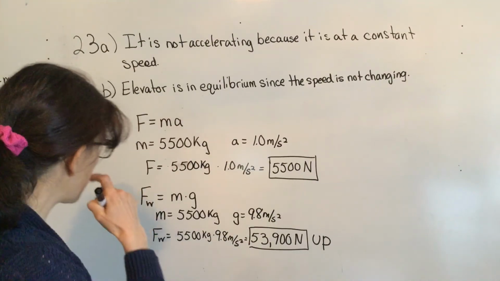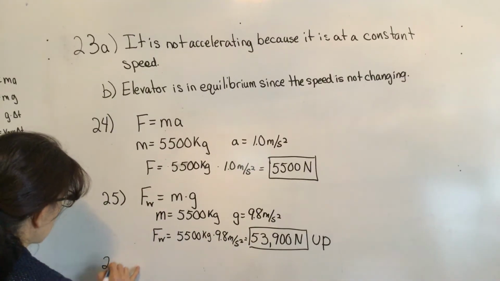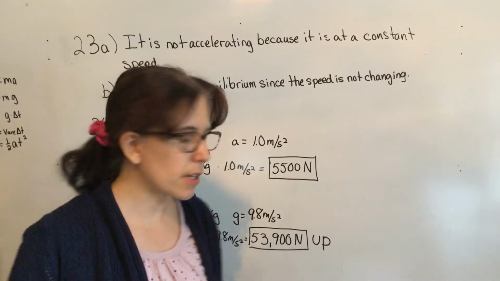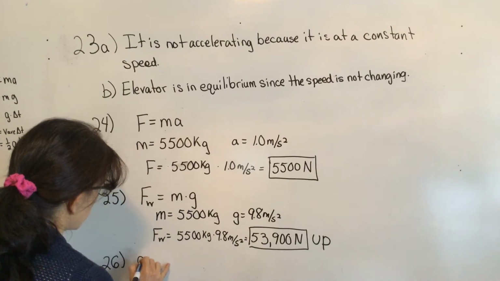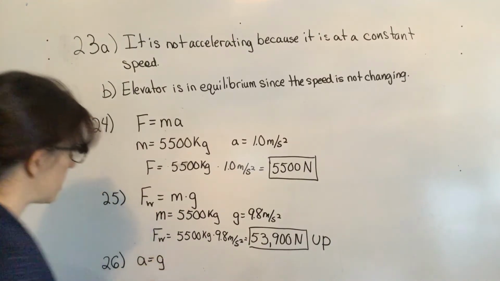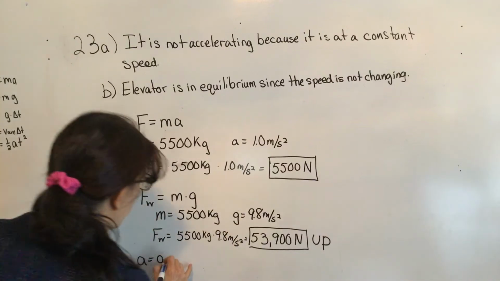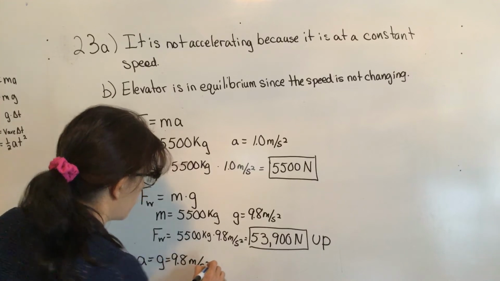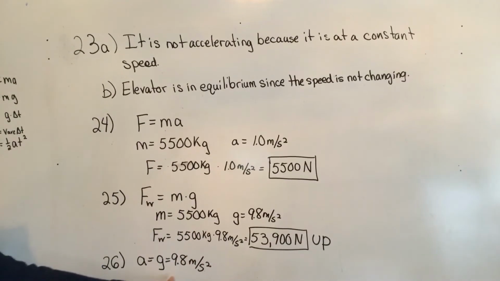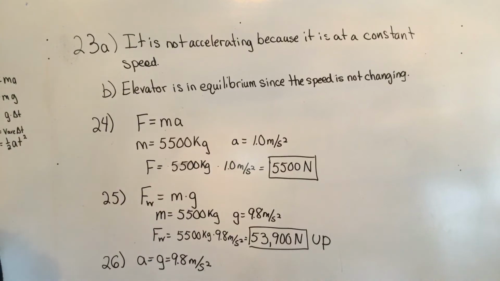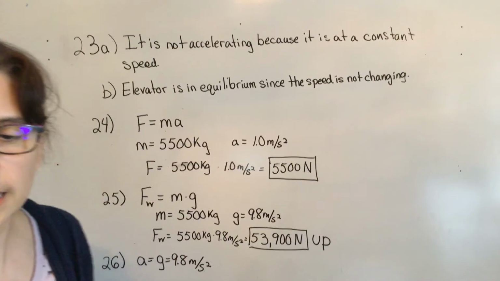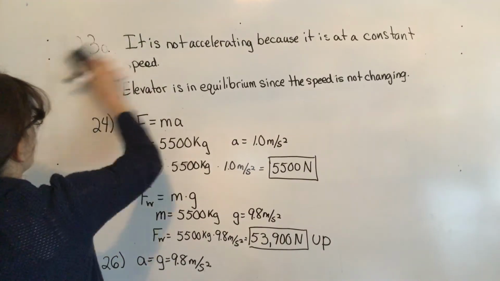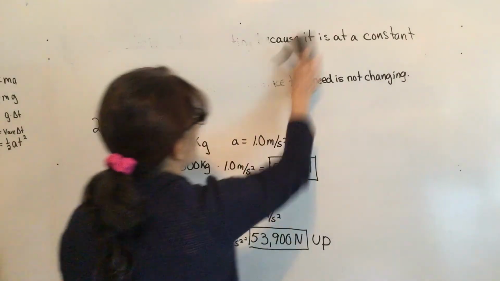So the downward acceleration for 26, it is in free fall. The downward acceleration of anything in free fall is equal to g. So acceleration equals g, small g, the acceleration of everything on the earth, 9.8 meters per second squared. So the acceleration is equal to g, 9.8 meters per second squared. The next question asks, how fast is it moving? So I'm going to erase 23a so we have room.